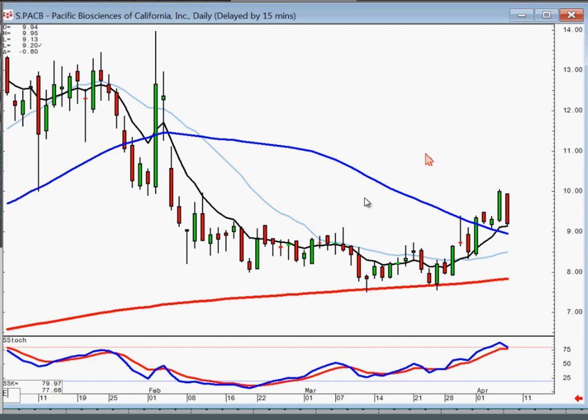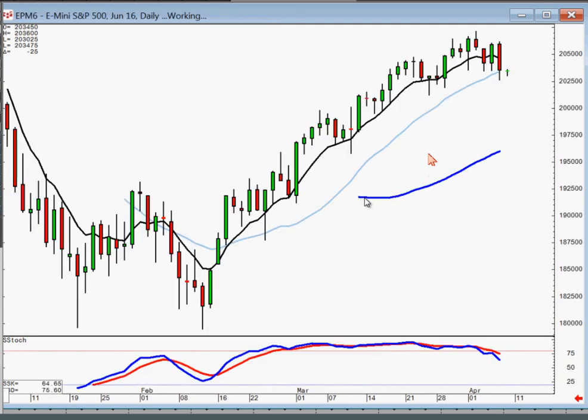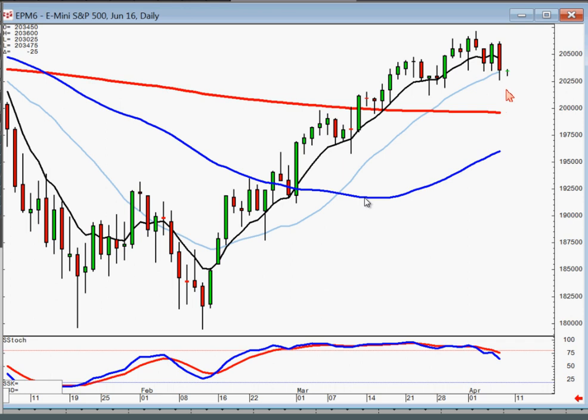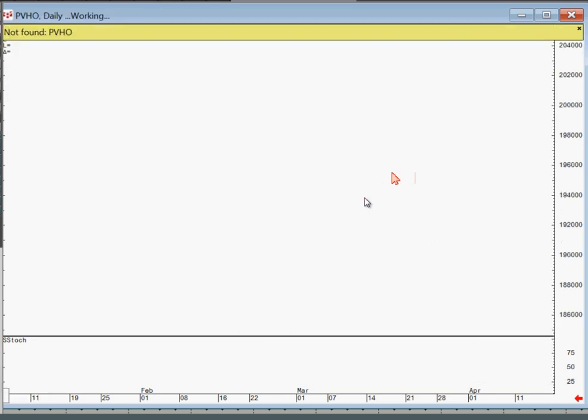The E-minis, you can see what happened. They were rolling over also. And PVHO. Did I do that one right? PVHO, not found. All right.